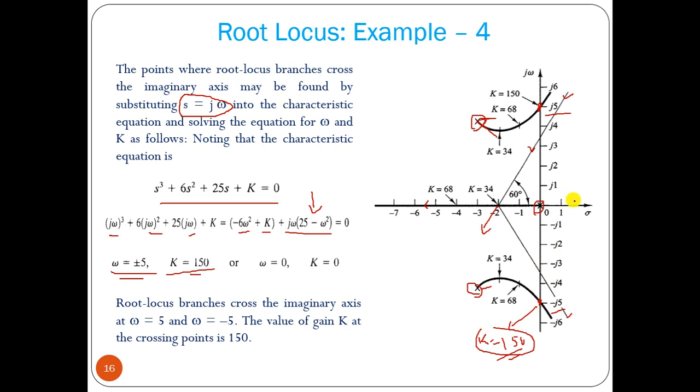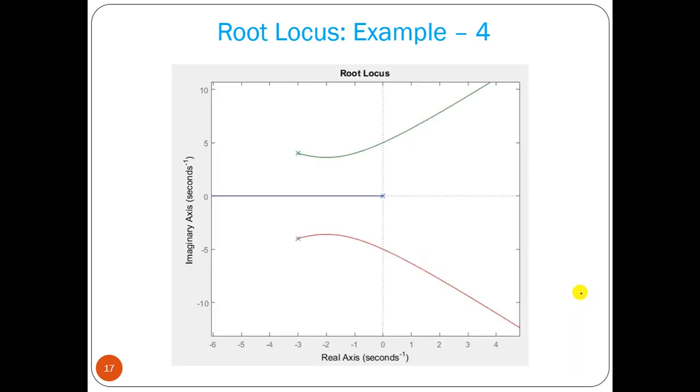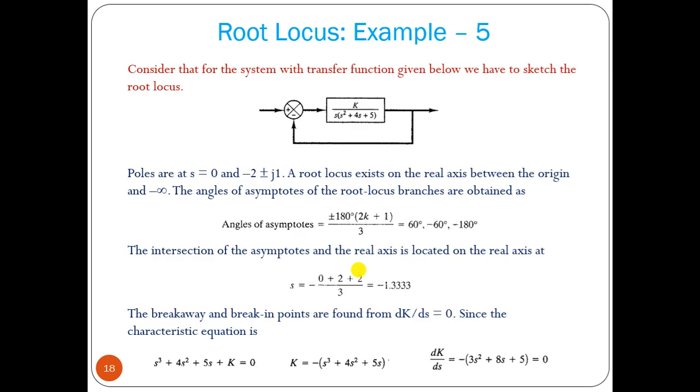Now we can predict stability: below k equal to 150, the system will be stable. At k equal to 150, it is marginally stable. Greater than 150, the system will be unstable. That is the point. This is the plot that I have taken from MATLAB, and we can practice this in MATLAB.